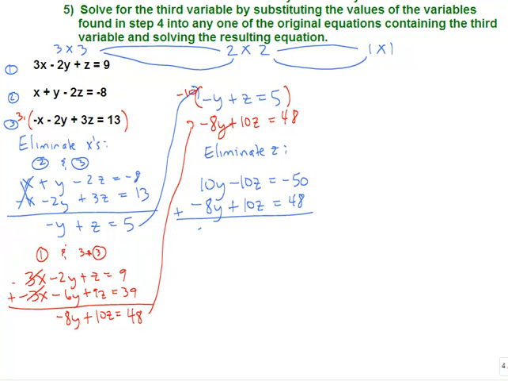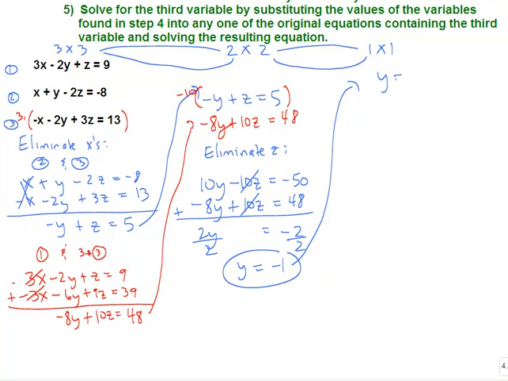10y minus 8y is 2y. The z's cancel out. Negative 50 plus 48 is negative 2. If I divide through by 2, I get y equals negative 1. And that goes to my 1 by 1 system. So now we know what y is. So how do we get x and z?